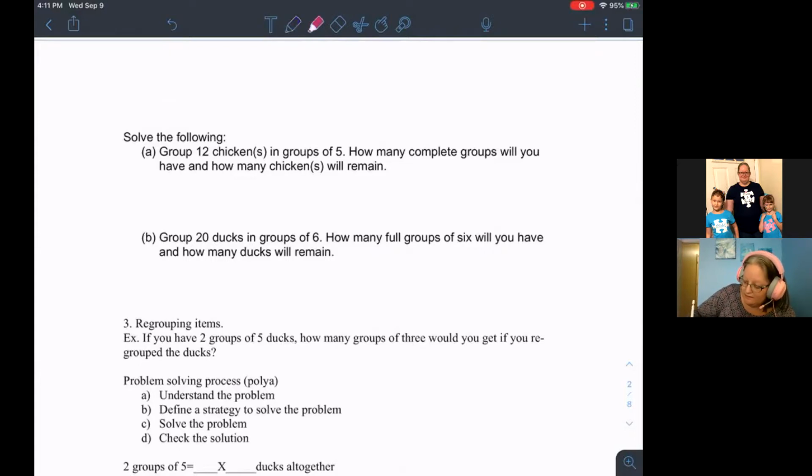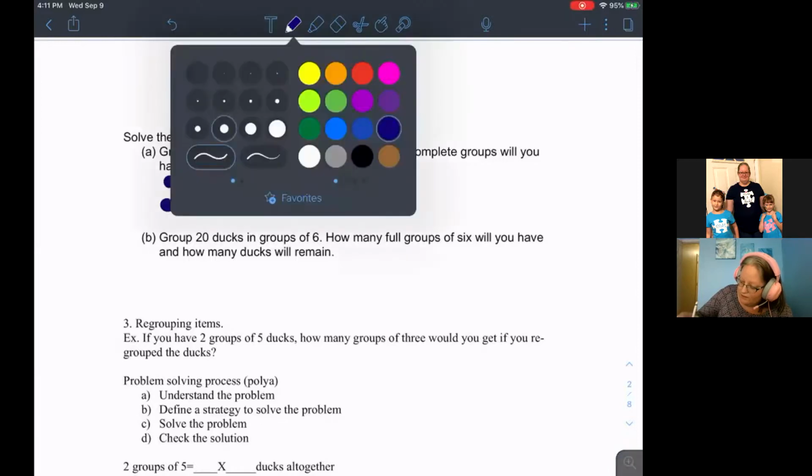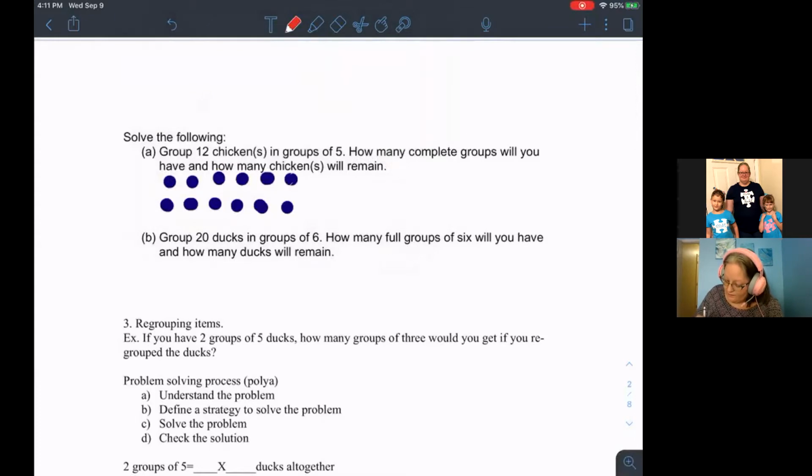What I did is I just took 12 chickens. I counted 1, 2, 3, 4, 5, 6, 7, 8, 9, 10, 11, and 12. All right, so if we have 12 chickens, we need to group them in 5s. So 1, 2, 3, 4, 5, 1, 2, 3, 4, 5. So it would be 2 groups, remainder 2.